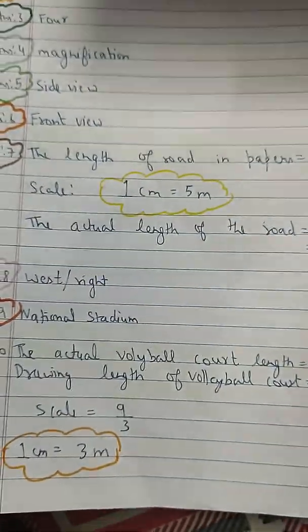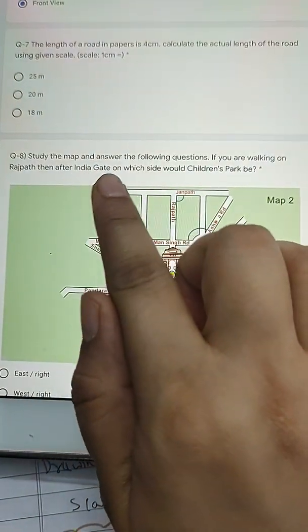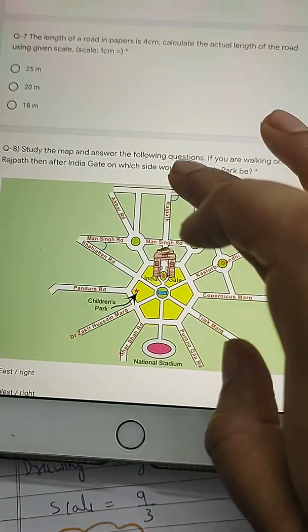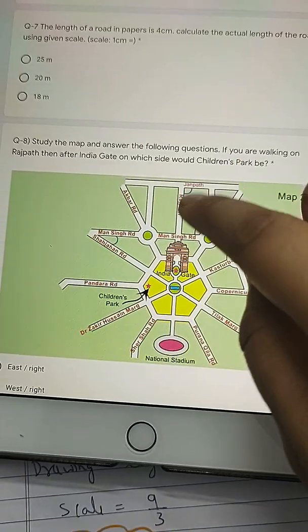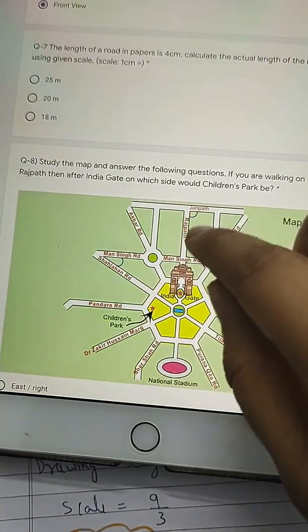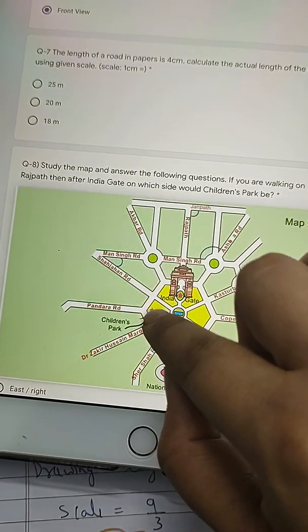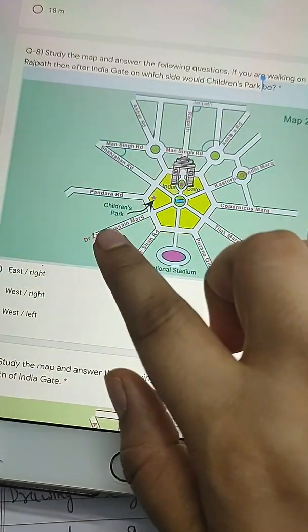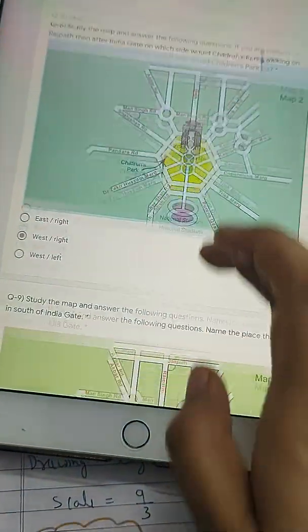Now the next question that you have is question number 8. Study the map and answer the questions. If you are walking on the Rajpath, then after India Gate, on which side would your children's park be? As you can see, you are walking on Rajpath, and you have already crossed India Gate. So on which side do you have the children's park? When you are facing towards India Gate, you will be able to see the children's park on the right side and in the west direction. So west and right will be the correct option.